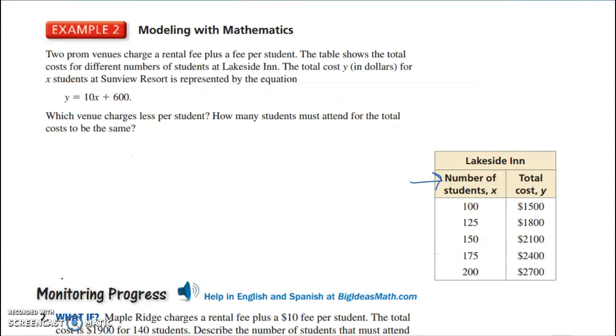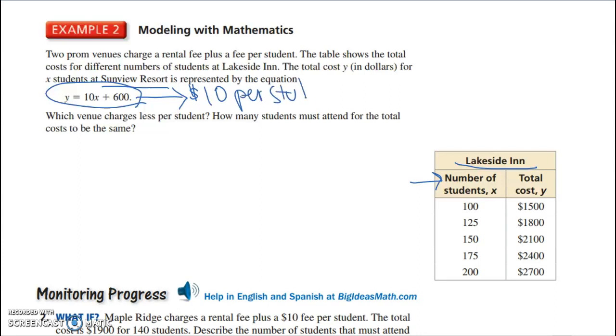You can see here we have a table, and it says 2 prom venues are charging a rental fee. So Sunview Resort is this equation, and Lakeside Inn is the table over here. Which venue charges less per student, and how many students must attend? We know from the equation that the Sunview Resort charges $10 per student.